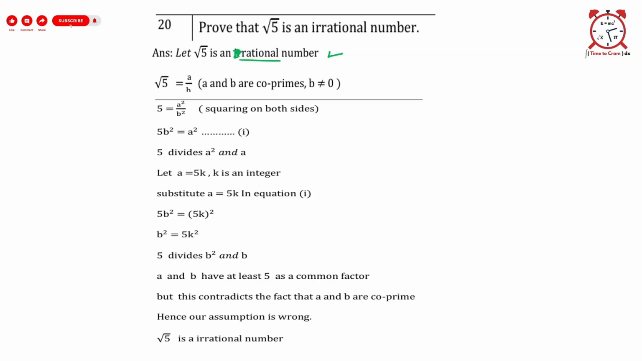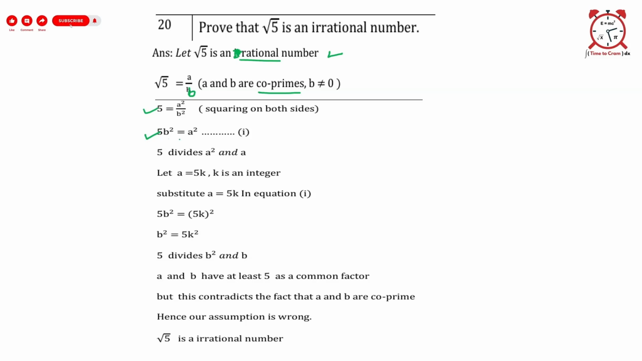If it is a rational number, then root 5 can be written in the form of a upon b, where a and b are co-prime numbers. What is the meaning of co-prime numbers? They do not have any common factors. They are in the simplest form. And b is not equal to 0, the denominator can never be 0. Now we will square both sides, and after simplification we get this step.